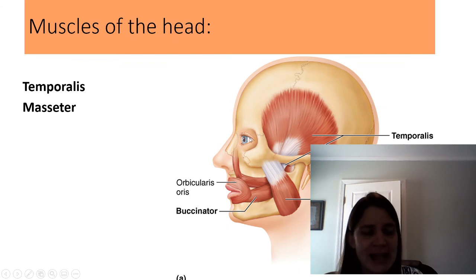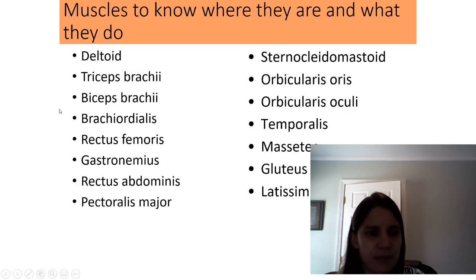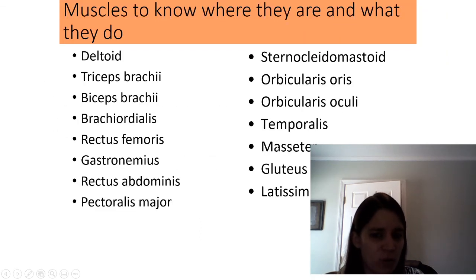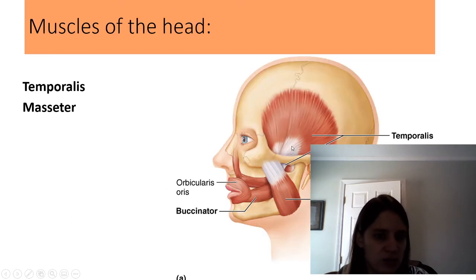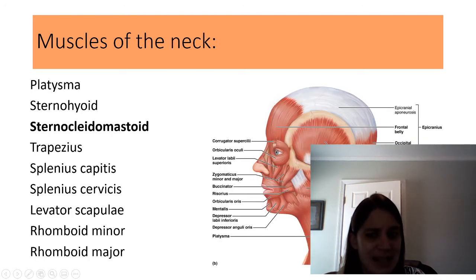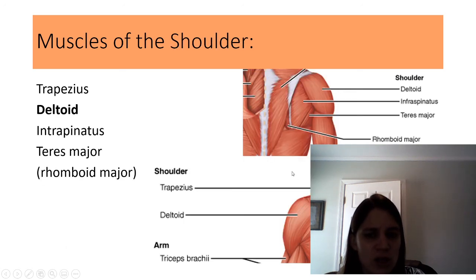So the muscles of the head, all the muscles listed, be vaguely aware of where they're at, but the ones on this list actually be able to recognize, right? So you've got muscles of the head, you've got muscles of the face. These ones in bold, again, please memorize. Muscles of the neck. Muscles of the shoulder, you probably know lots of these ones. The deltoid, I'd like you to actually be able to recognize when you see it.